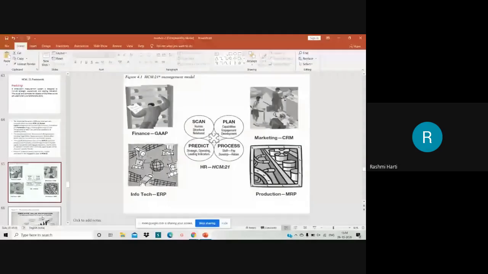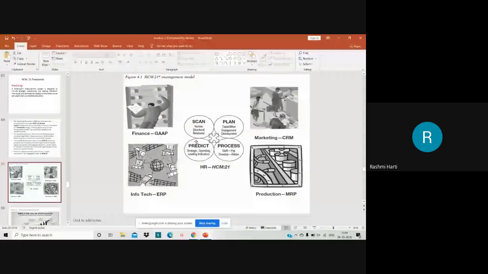GAAP, I hope you all know what is GAAP, right? And then going for planning, that is marketing, customer relationship management, and then going for MRP, and then ERP, Infotech ERP, that is nothing but predicting the future.